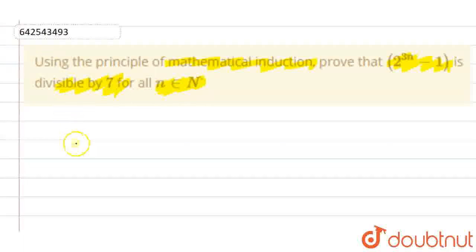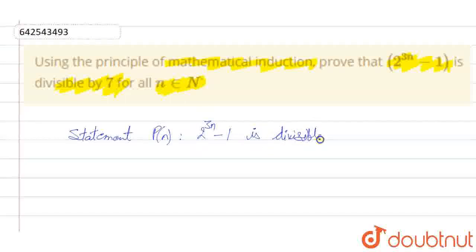So we have to prove that the statement, let Pn denote this statement, 2 raised to power 3n minus 1 is divisible by 7. Okay. Using the principle of mathematical induction, we have to prove this.